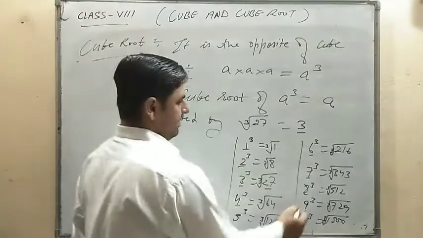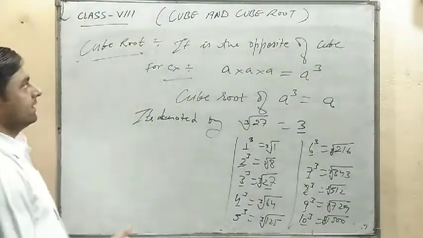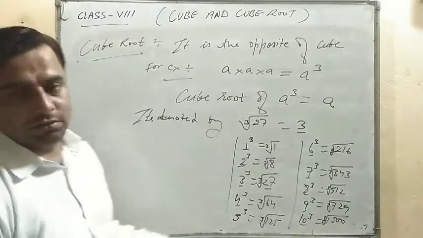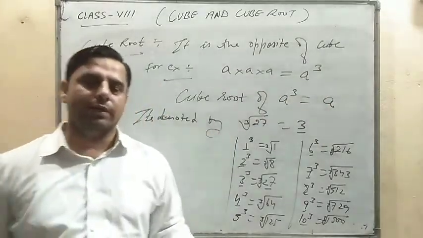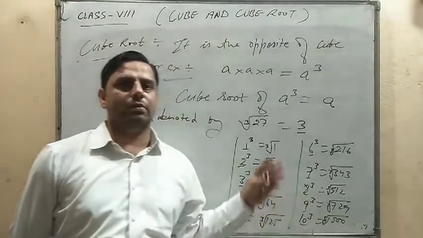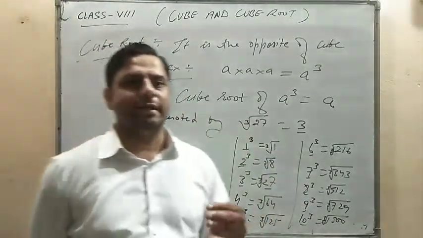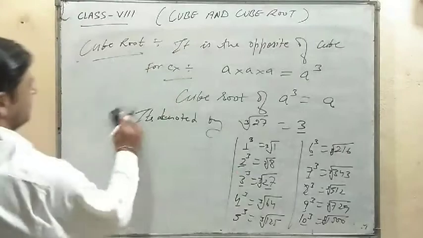Okay. So cube root is the opposite of cube. Now I will tell you how to find the cube root by successive subtraction.